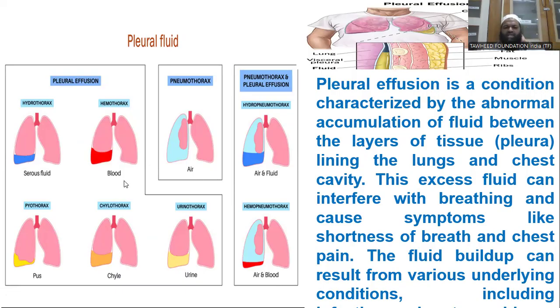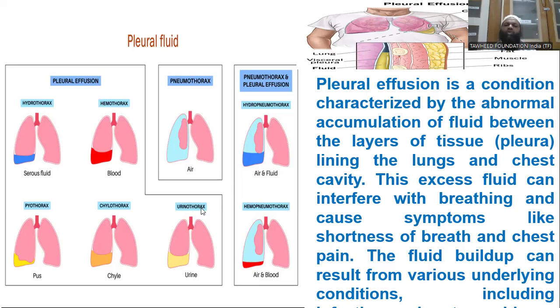A normal lung, how will it be? I think this is a normal lung. At the same time, on this side you can see the fluid is accumulated. Hemothorax, the blood is there. Again, one is a normal lung and one is abnormal. Pyothorax, pus is there. Again, this is a chylothorax, where some chyle material is there.